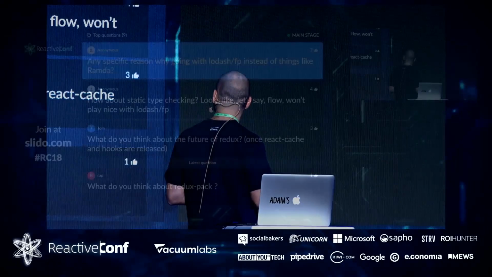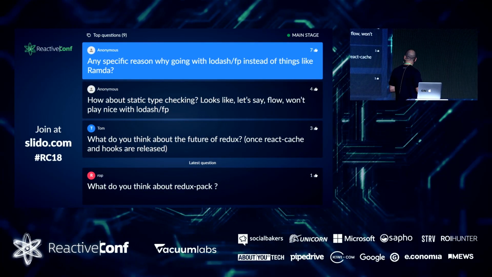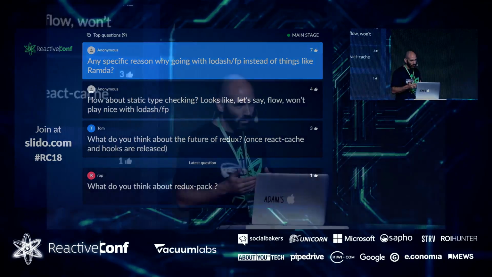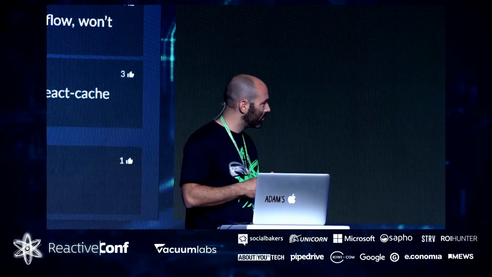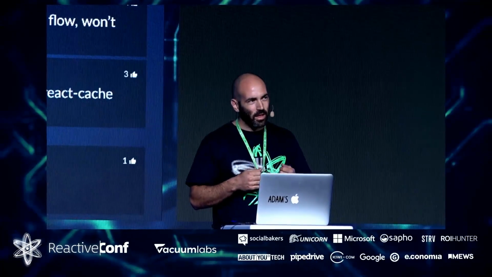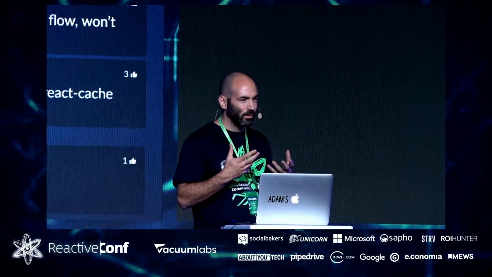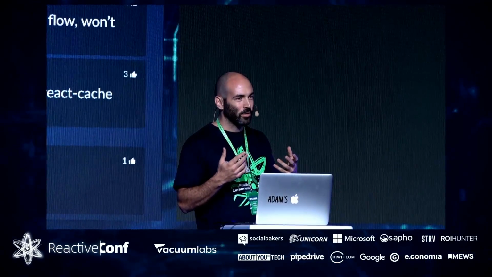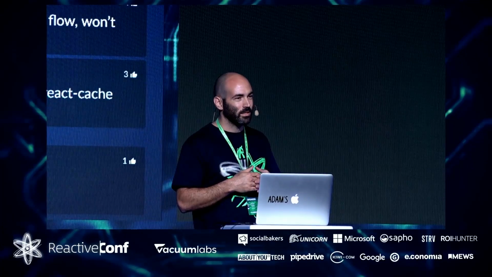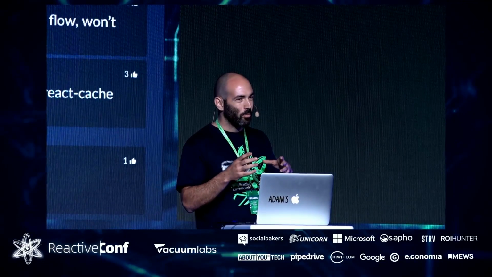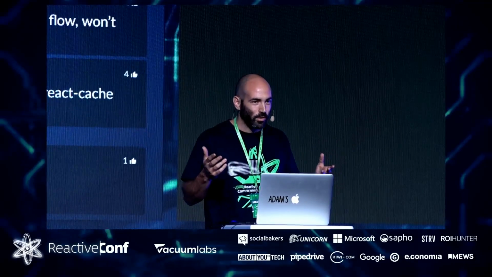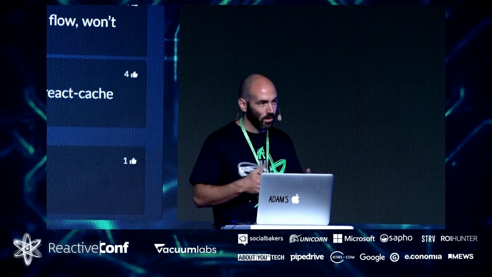Any specific reason why going with lodash/fp instead of things like Ramda? Yeah, so Ramda is another library for functional programming. And we find the API more complex and not intuitive. Like in Lodash, you have a function called set, and in Ramda, it's something like assocPath, something like that. And also, we know the API of Lodash, and it's enough for most use cases.